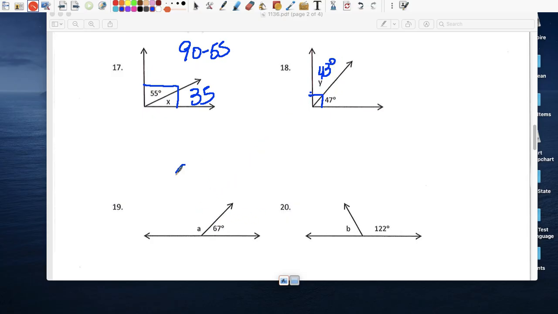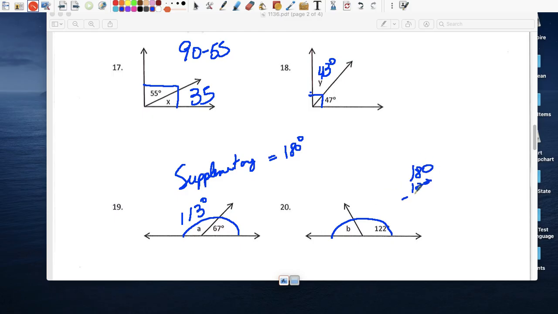This one, these are supplementary angles. If they're supplementary, I know that these two angles added up equal 180. So if one part is 67, well, 180 minus 67 makes the other one 113. Same thing here. Angle B plus 122 is 180, so I can just simply do 180 minus 122. 7 minus 2 is 5, which makes this guy 58 degrees.